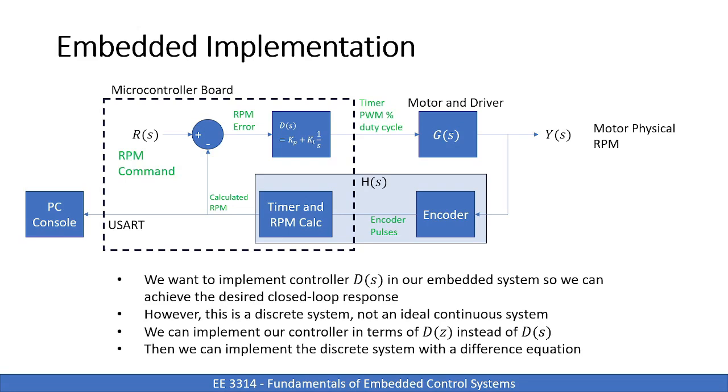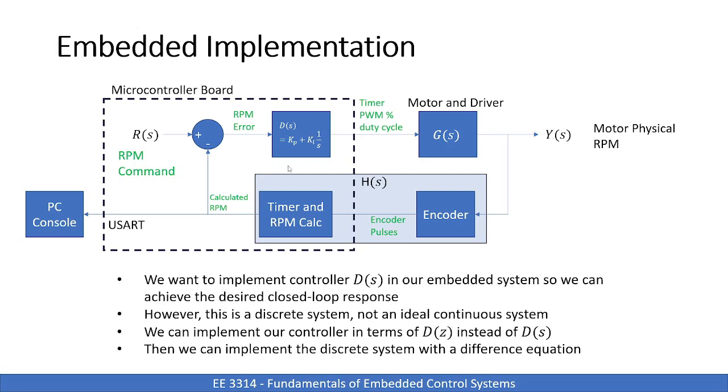Last time we talked about embedded implementation, we ended with this block diagram, where the dot-dash line is our microcontroller. So this is what we're actually putting into code. And outside of that is the actual physical motor and driver, and the physical encoder. We came up with PI control as an appropriate controller for this type of situation.